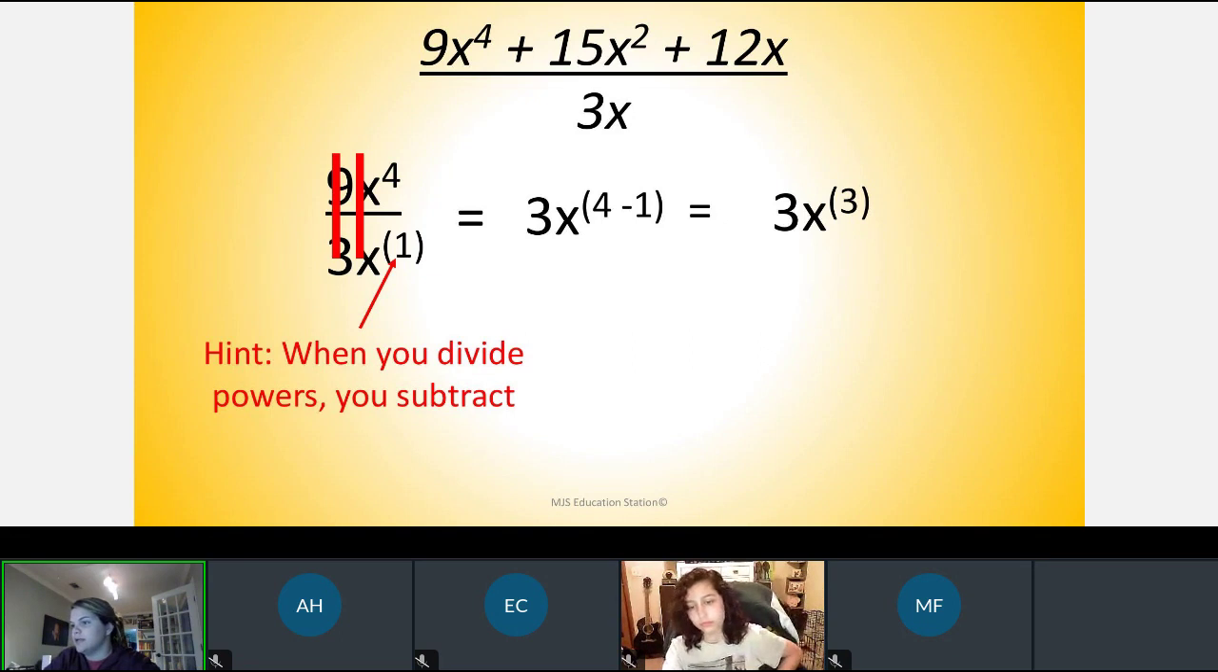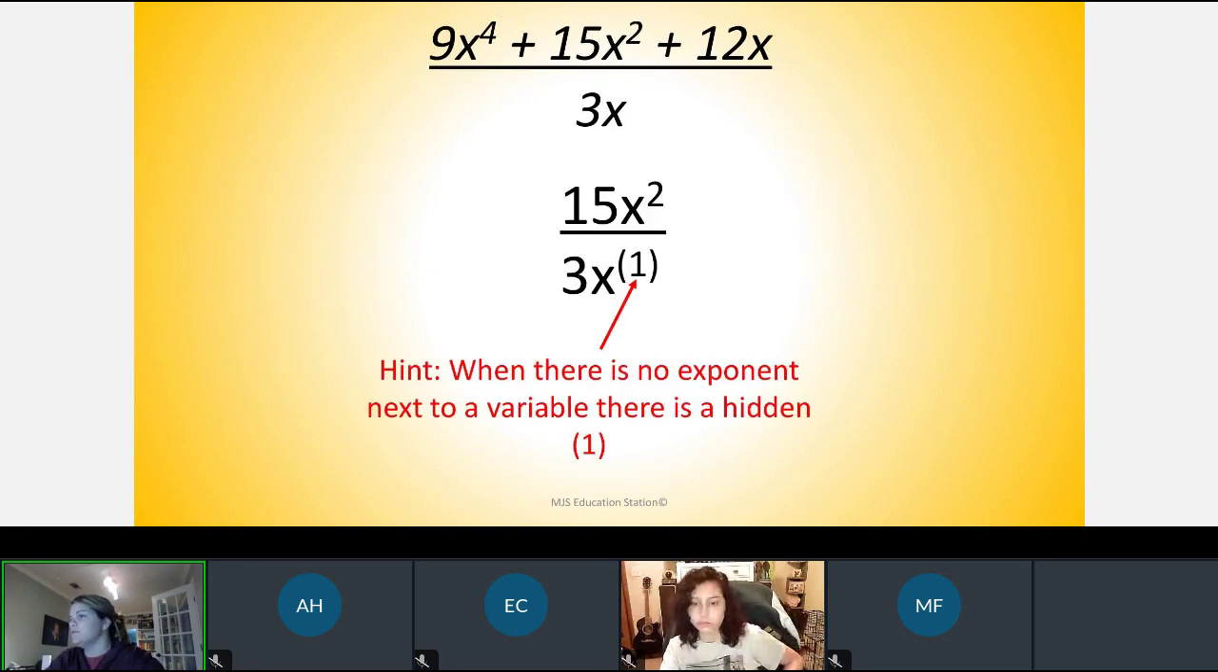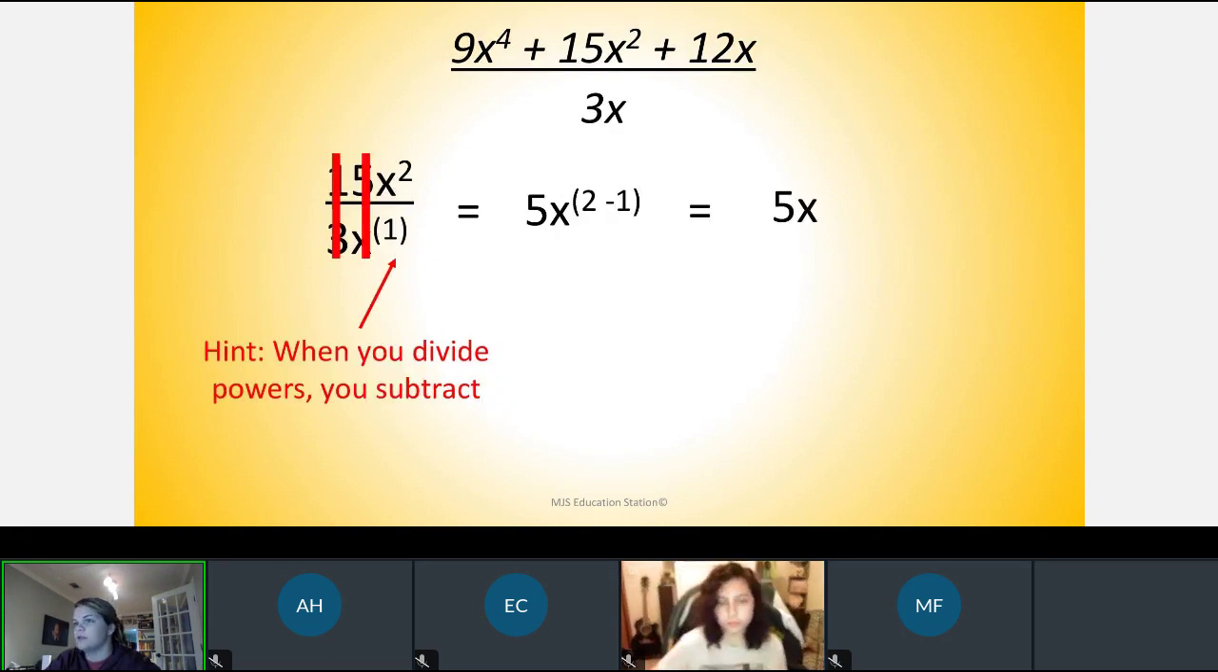All right, now let's do the second one. Second term, so 15x squared divided by 3x. Again, when there's no exponent next to a variable, there is that hidden 1. So 15 divided by 3 gives me 5. x to the 2 minus 1, so then I'm left with 5x.